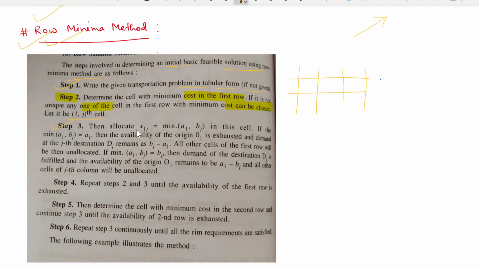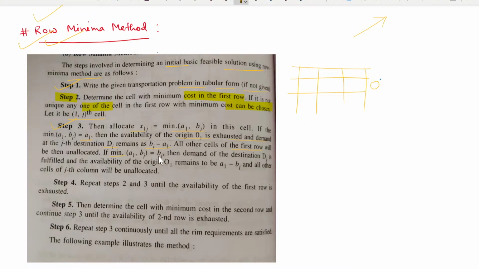Step 3: allocate x1j equal to minimum of a1, bj. Here a1 means the availability from the origin, and bj means the demand of the destination. In this cell, if the minimum is equal to a1, then the availability of the origin is exhausted and the demand at the jth destination remains bj minus a1. All other cells of the first row will then be unallocated.